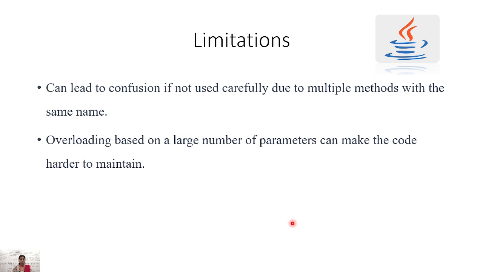Now let's see the limitations. If you are not taking care of multiple methods with the same name, it can lead to confusion. But if you take care of the code properly, then it will not lead to confusion, and it will increase your readability. Overloading based on a large number of parameters can make the code harder to maintain. So method overloading is effective in case of a small number of parameters. But if the number of parameters is larger, it may be difficult to maintain.